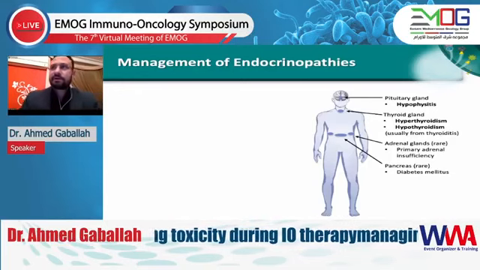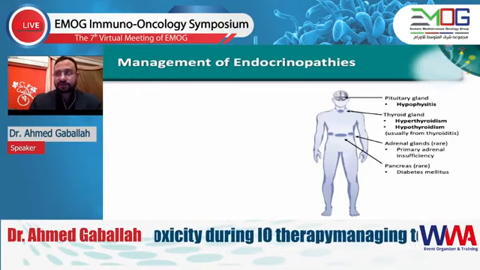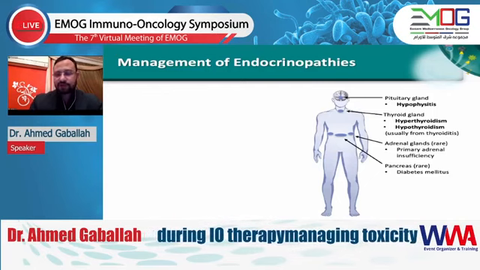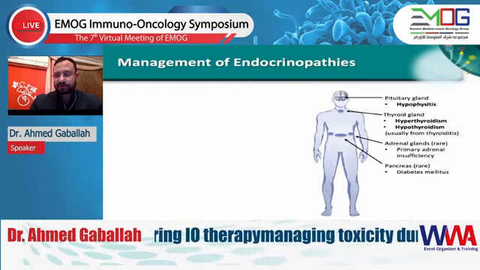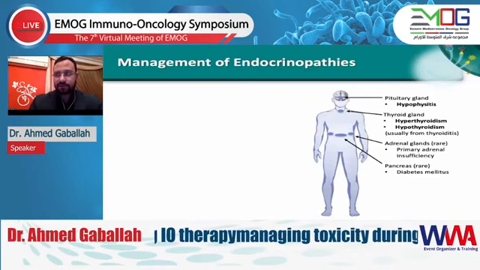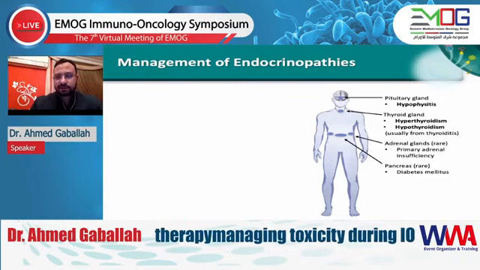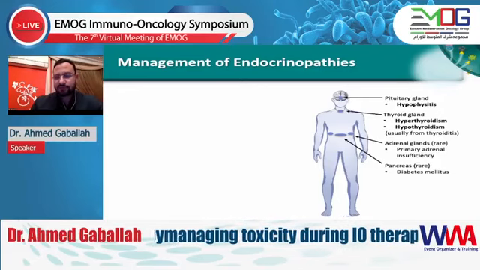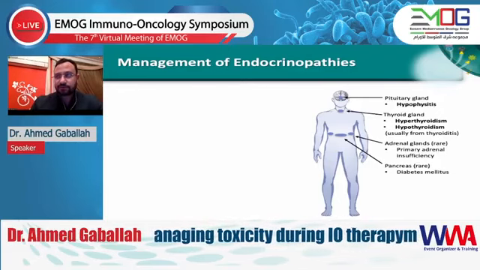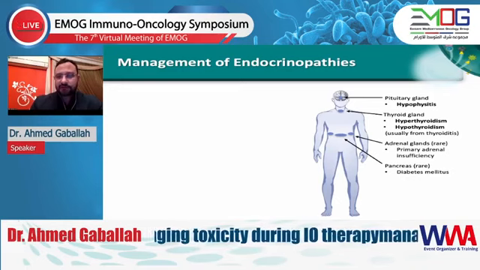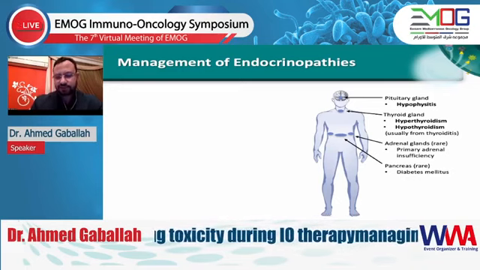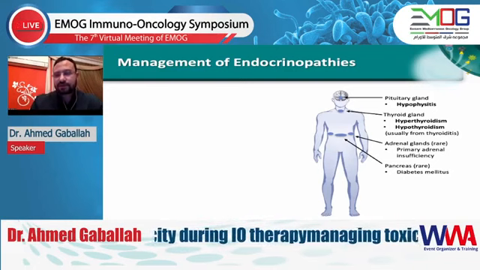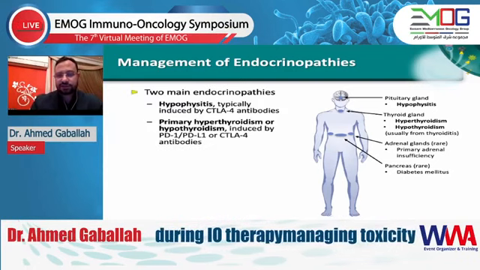The second part of our organs that can be affected is the endocrine system. Actually, we have a lot of endocrinopathies that can occur with immunotherapy. The most common is the thyroid gland, followed by the pituitary. We can have immune-related hyperthyroidism or hypothyroidism. Rarely we have hypophysitis, especially when we are using CTLA-4 inhibitors. Rarely we have pancreatitis or adrenal insufficiency.